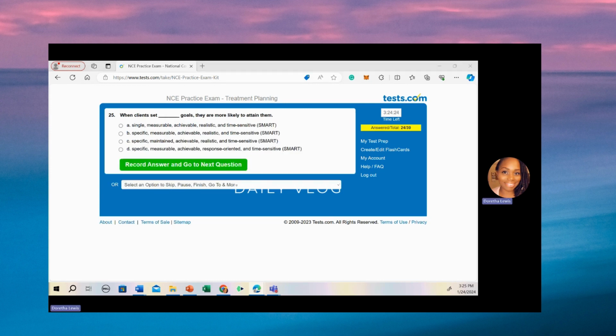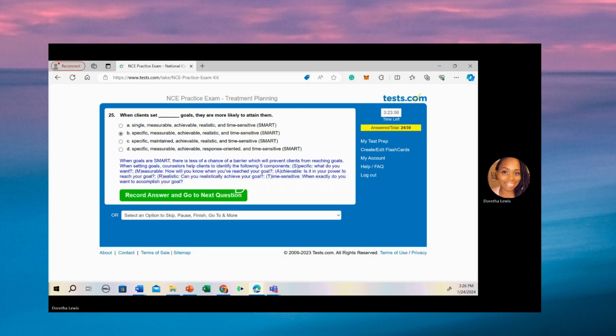When a client sets blank goals, they are more likely to attain them. A, single, measurable, achievable, realistic, and time sensitive. B, specific, measurable, achievable, realistic, and time sensitive. C, specific, maintain, achievable, realistic, and time sensitive. D, specific, measurable, achievable, response oriented, and time sensitive. You're gonna go with B.